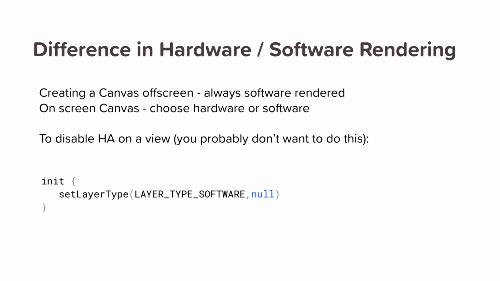And then if you create an on-screen canvas, so you create a view and that has something visible to the user, you can then choose whether you want hardware acceleration on or software acceleration. So you can disable hardware acceleration, but you probably don't want to do this because it's faster to use hardware acceleration. But if you wanted to, maybe just for testing, when you create your layer, you can just say layer type software, and then you'll get a software rendered canvas.